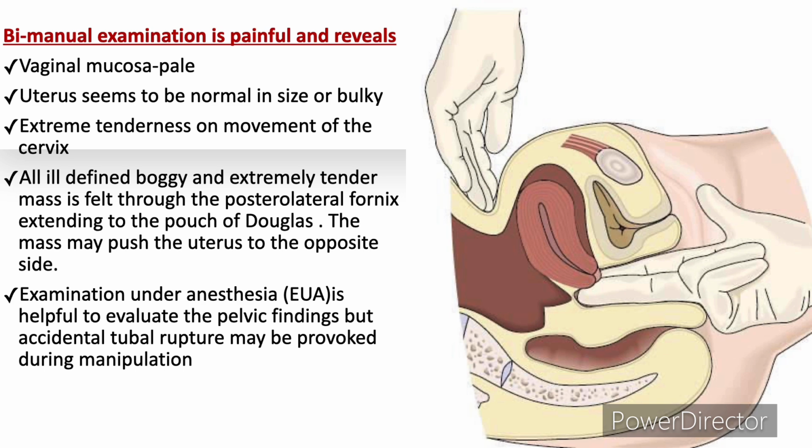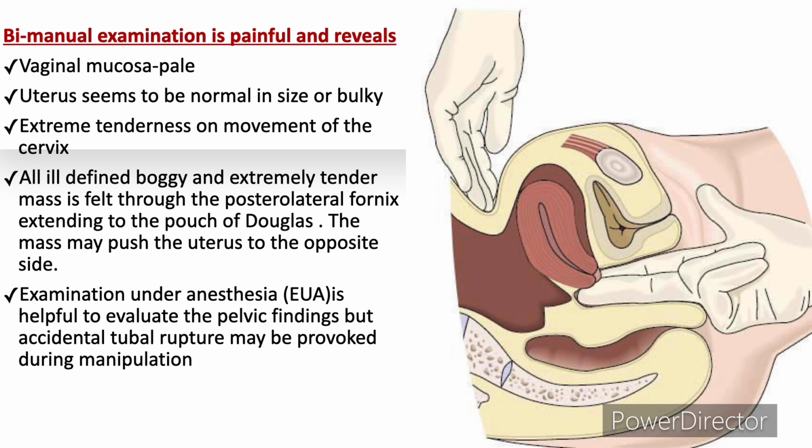Next, moving on to bimanual examination. Bimanual examination is painful and it reveals vaginal mucosa which is pale, uterus seems to be normal in size or bulky, extreme tenderness on movement of the cervix. An ill-defined, boggy and extremely tender mass is felt through the posterolateral fornix extending to the pouch of Douglas. The mass may push the uterus to the opposite side.